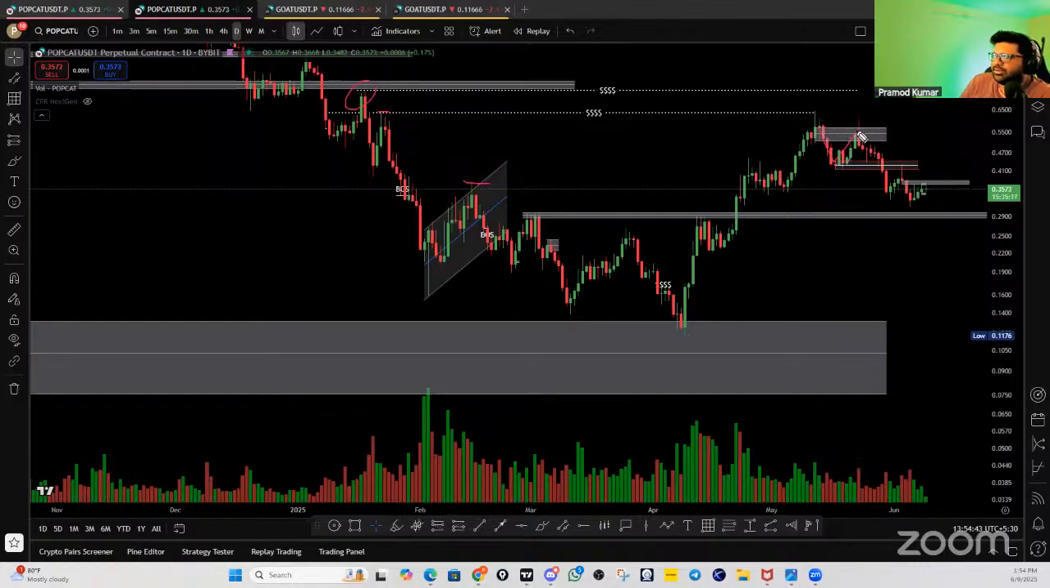Again, it made a breakout here. Now we are trying to take this short. If this market goes below this, then yes, once again the market will reach the lowest point.